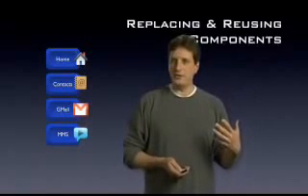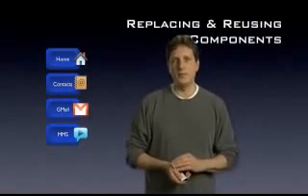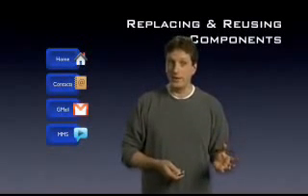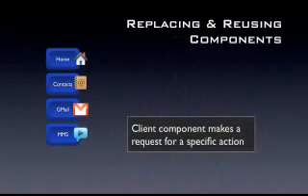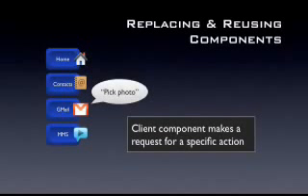for these applications to make use of the service of picking a photo, they first need to make a request. So the client component makes a request for a specific action. In this case, I'm illustrating that with a talk balloon, and the Gmail application is requesting that it picks a photo. So the talk balloon is actually a representation of a formal class in our system called an intent.